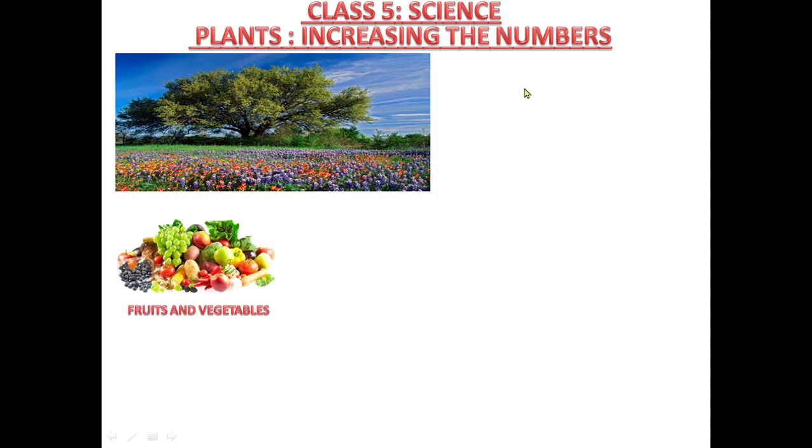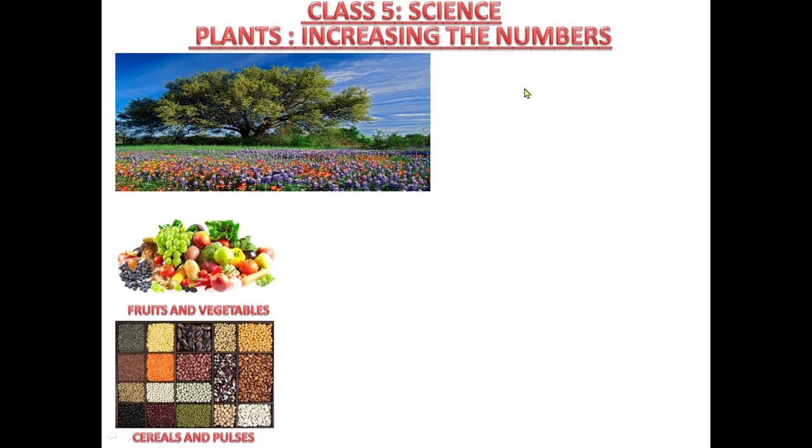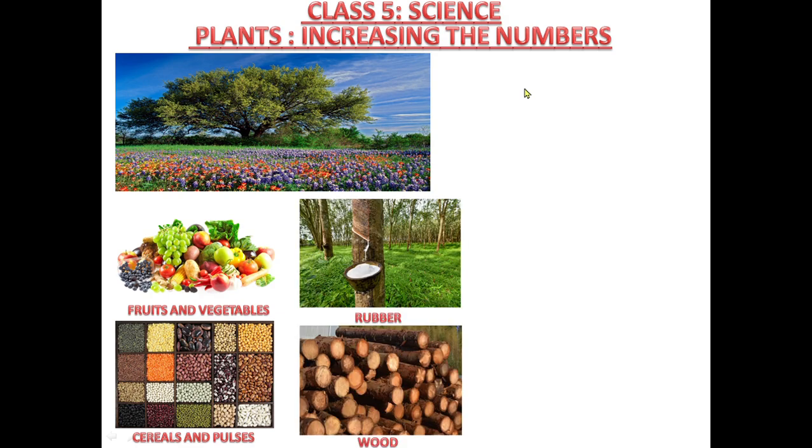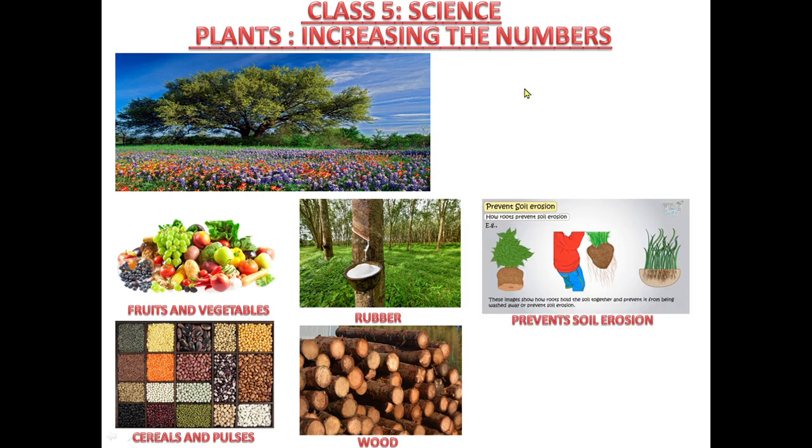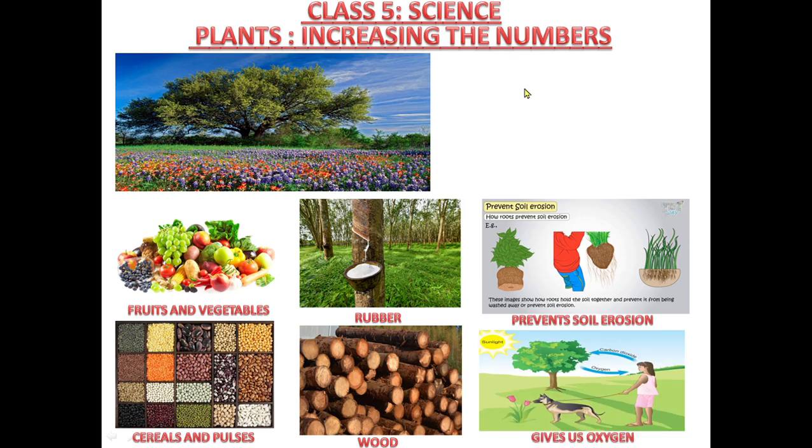As you all know, plants give us fruits and vegetables, cereals and pulses, rubber, and wood to make furniture and paper. Plants also help to reduce soil erosion by holding the fertile soil tightly with their roots. They also supply us with oxygen. So life on earth cannot exist without plants. That's why we need to grow more plants.